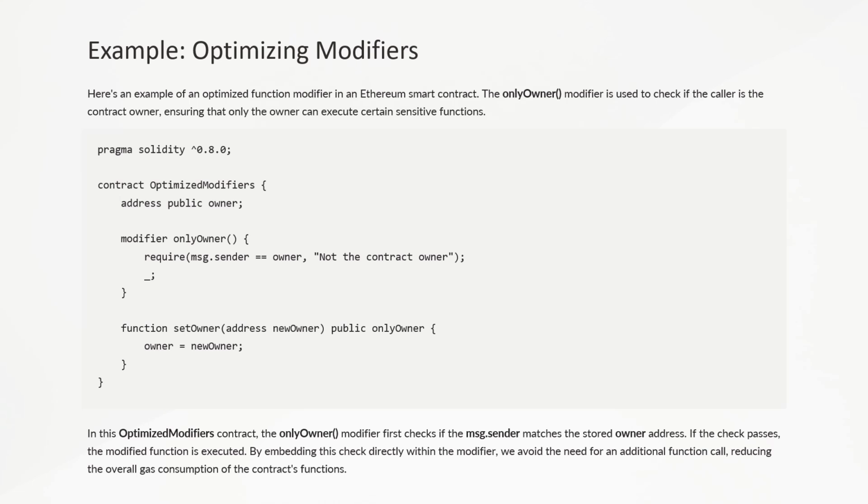By specifying public only owner in the function declaration, it enforces that only the owner, as defined by the only owner modifier, can change the owner address to a new value. This contract is structured to provide secure access control by restricting modifications of the owner state variable to only the designated contract owner, thereby ensuring the integrity of the owner related operations within the smart contract.